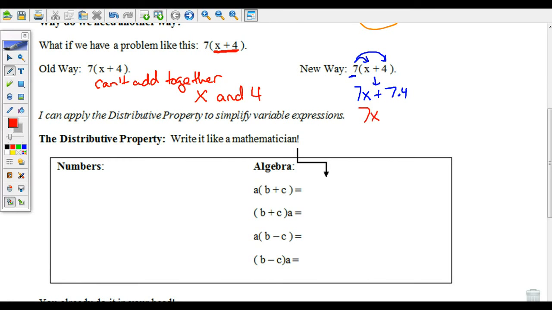So 7x is just 7x. And 7 times 4 is 28. Now at this point, we cannot add together 7x and 28. It's just that way. We can't add them together and make it 35x, because one has an x and one doesn't. So this is our simplified answer.